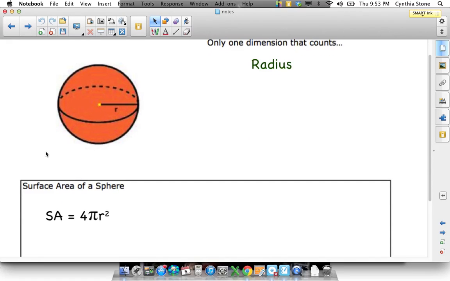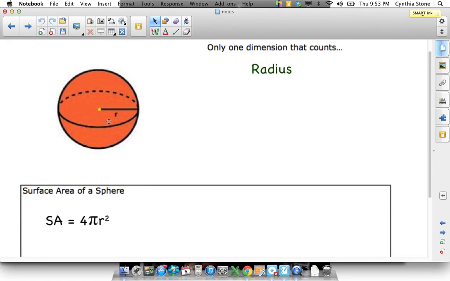It's just 4 pi r squared. So the only dimension we need to worry about is the radius, and the equation is just 4 pi r squared to find the surface area of a sphere, and you would have that on your formula sheet.